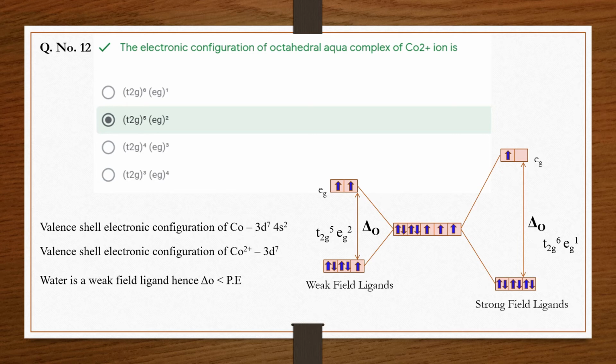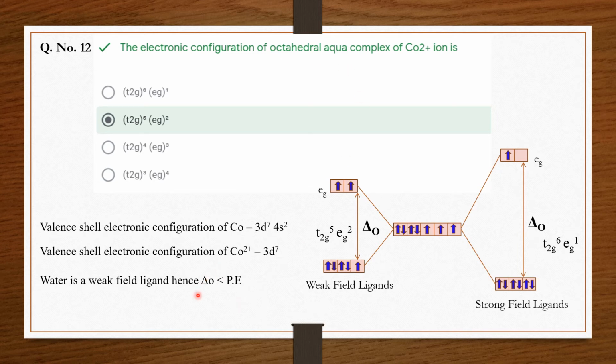The next question is: the electronic configuration of the octahedral aqua complex of cobalt 2+ ion. The valence electronic configuration of cobalt is 3d7 4s2. After losing 2 electrons, it will have the electronic configuration of 3d7. How it arranges in t2g and eg will decide the electronic configuration of the octahedral aqua complex of Co2+ ion. And water is a weak field ligand.